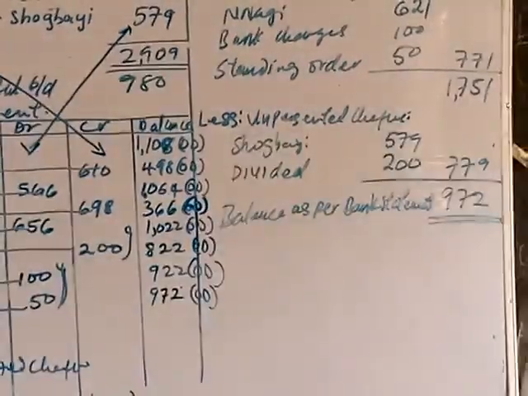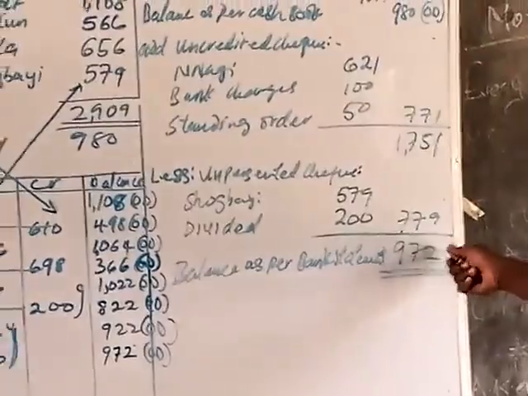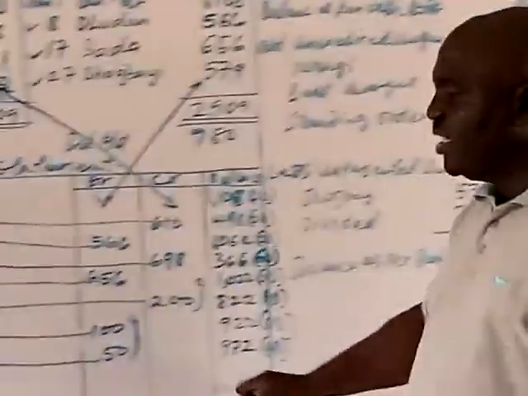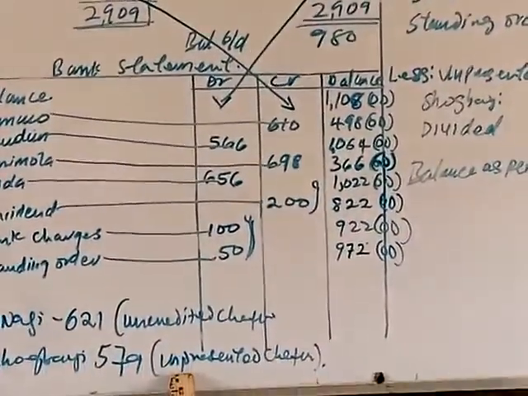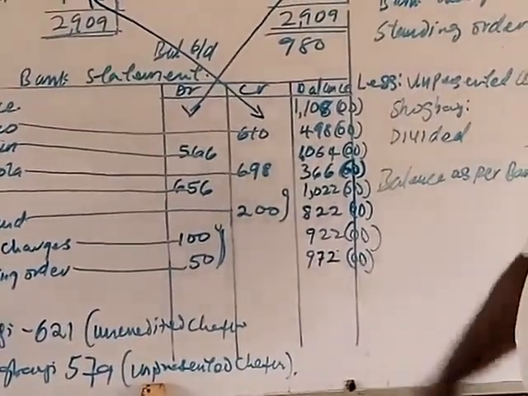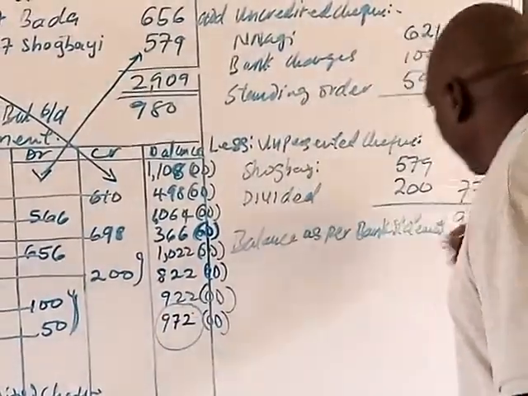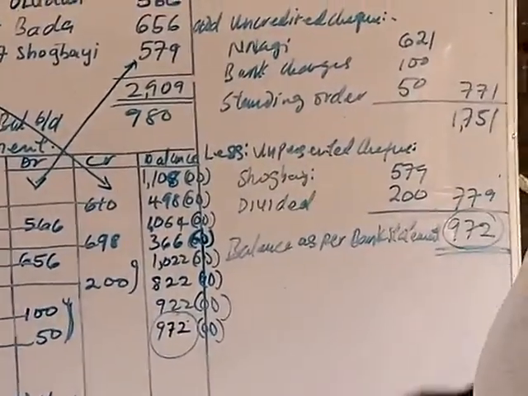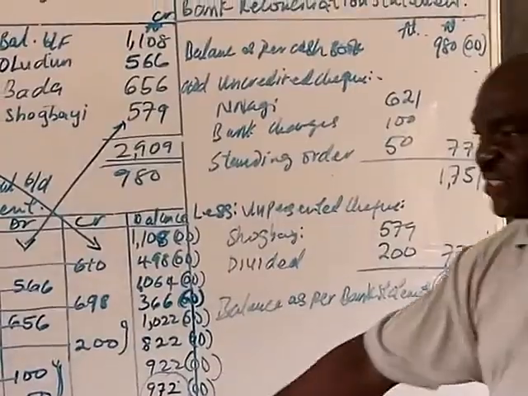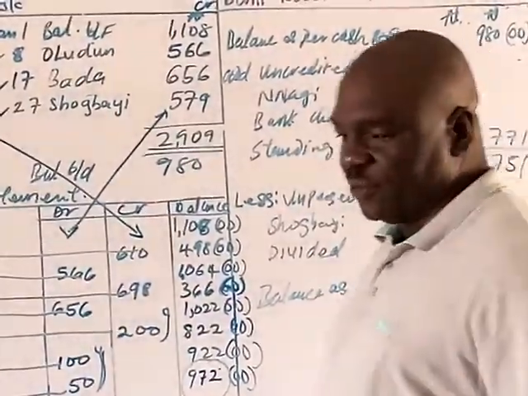Now, like I said the other time, you must compare the balance you arrive at here with the balance in the bank statement. If the balance you arrive at here does not correspond with the one you have in the bank statement, then you are wrong. This is why I circled it. So therefore, we have gotten our balance as per bank statement. This is the first method.